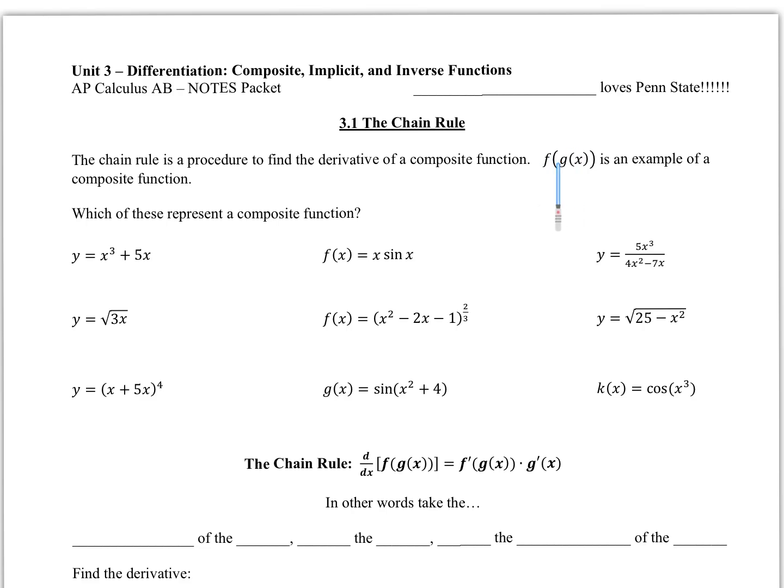This is f of g of x. This g of x is inside the function, right? What is it not? It's not f of x times g of x, because if I needed the derivative of that, I would do product rule. But when I've got one function inside another function, it's a composite function, and this is when we've got to use the chain rule. And you're like, well, what the heck is the chain rule?